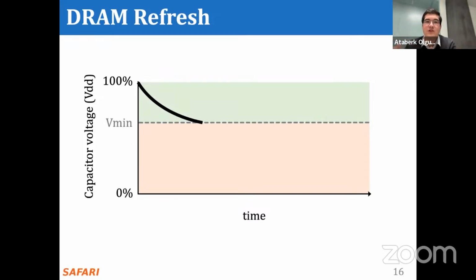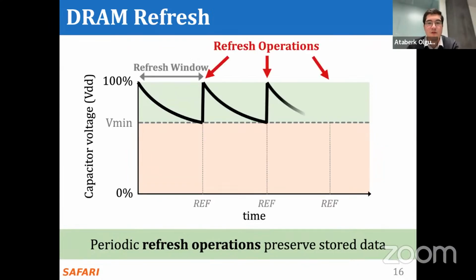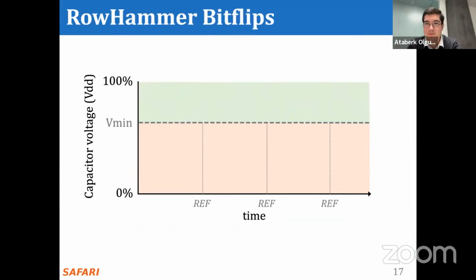And in order to prevent charge leakage failures, also known as retention failures, the memory controller periodically issues refresh operations to restore the charge in the cell. And the interval between the refresh commands, we refer to this interval as the refresh window.